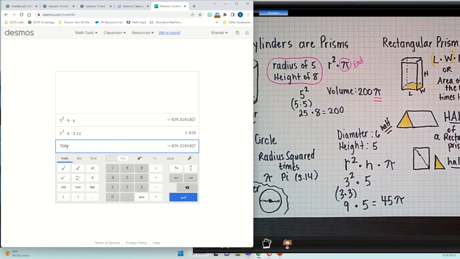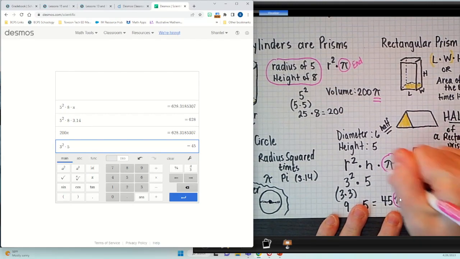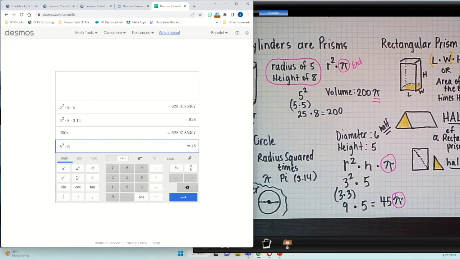Again, popping it over to the calculator. I know my radius, diameter is 6, so cut it in half. 3 squared times 5. Radius squared times height, 45. And then don't forget the pi at the end. We're leaving the pi to the end. We're saving that last step to the end because we can just put our answer in a form of pi. So we can use the pi symbol in the calculator, or we can just do 45 pi. See that? And it's going to give us the same answer.